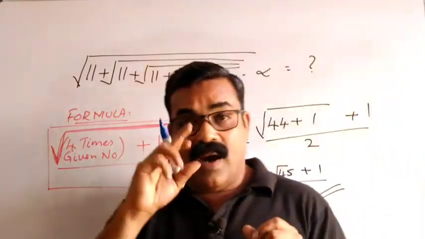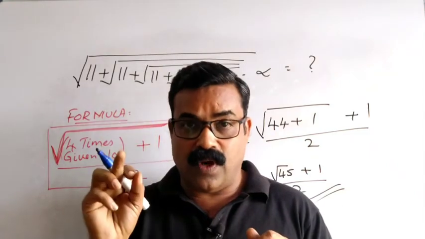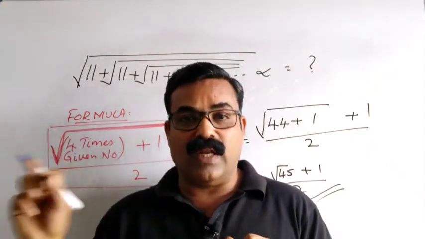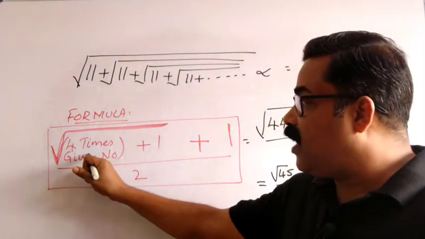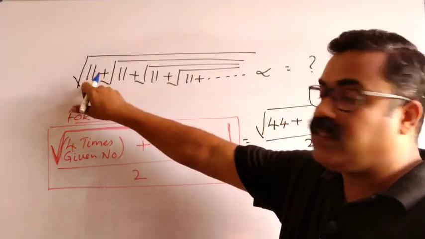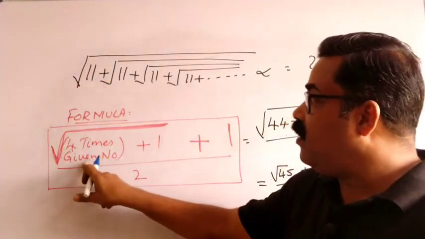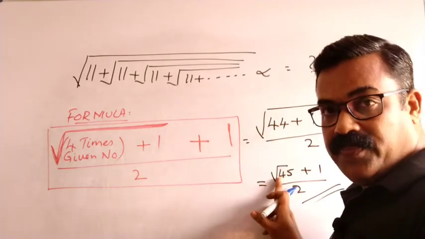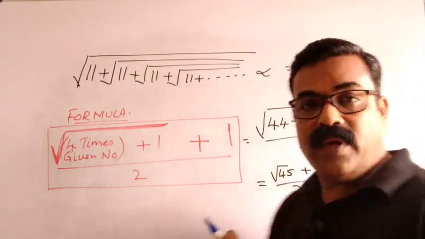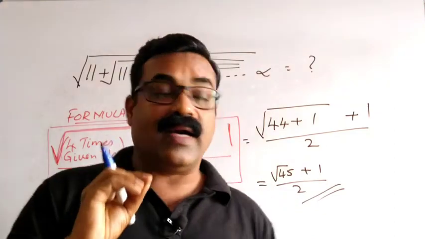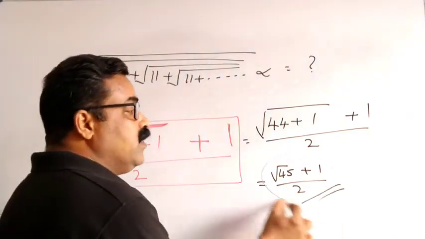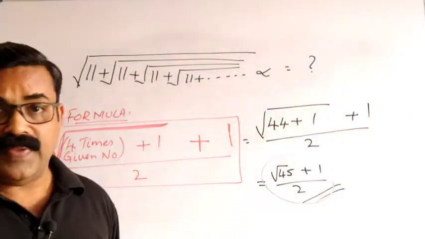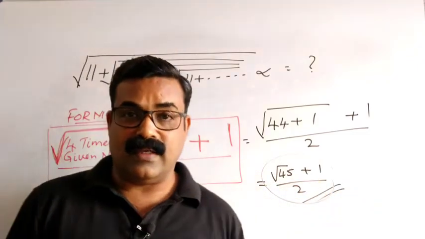What is the formula? Under root 4 times of the number plus 1 divided by 2. So 4 times of the number, the given number is 11. 4 times of 11, 44, plus 1, so it will become 45, plus 1 divided by 2. So this is the correct answer, and this answer you will get in the given options A, B, C, D. Accordingly, you can mark the correct answer.